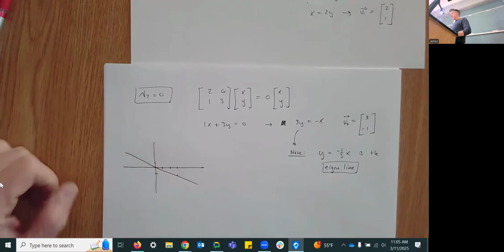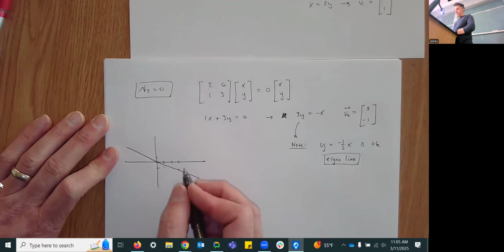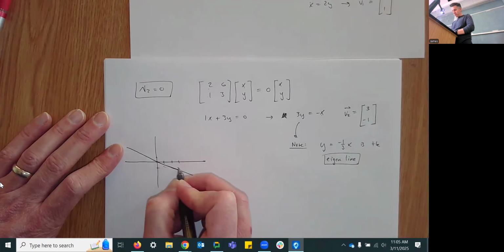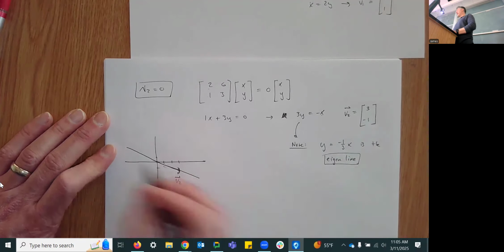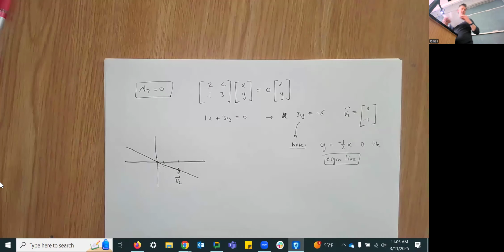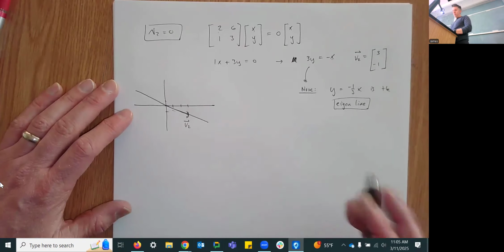Wow, my lines are not that straight today. There's my eigenline, and here's specifically the eigenvector I'm thinking of, (3, negative 1). But really, any other vector that terminated on that line and began at the origin would also be an eigenvector. Cool. Let's do one more, and then we'll move on to the other thing, which I imagine he's going to get to before the end of the quarter.